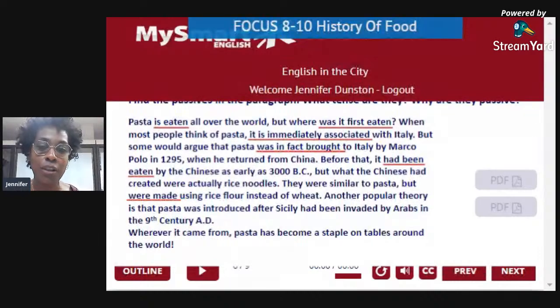How do we make the past perfect passive? We take the past of the verb to be, so had, been, which is the participle of the verb to be, and our past participle. So had been eaten is our past perfect passive. Let's keep going.